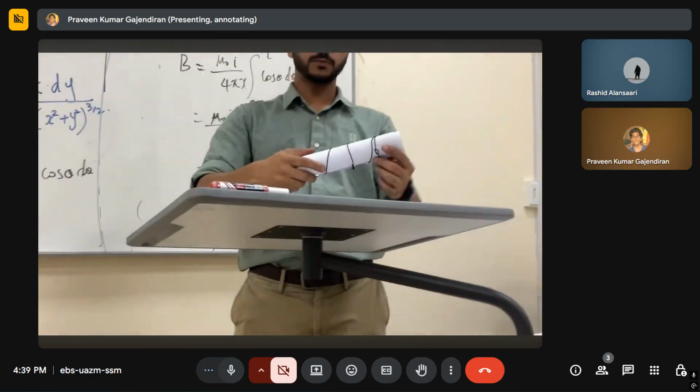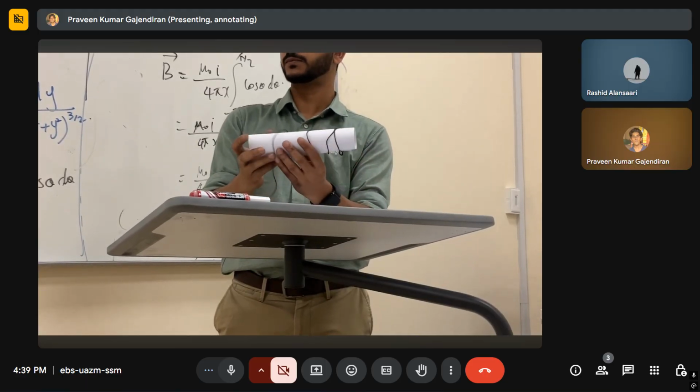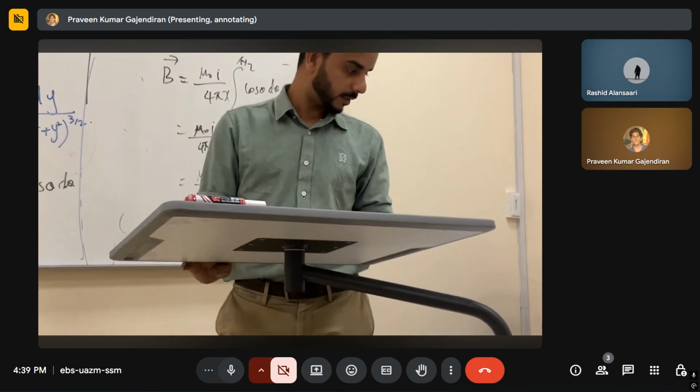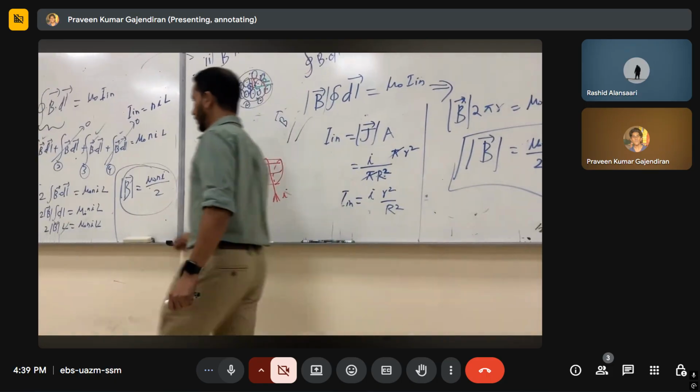Okay? And now we will check how the magnetic field inside of this so-called solenoid works, and how it is useful for certain projects like nuclear fusion.